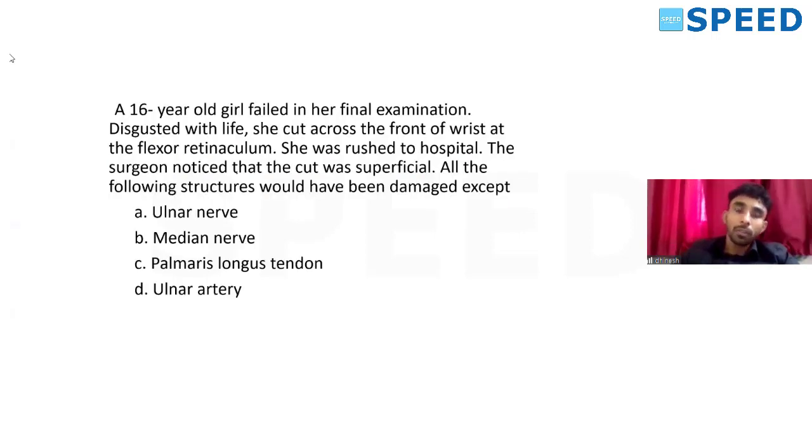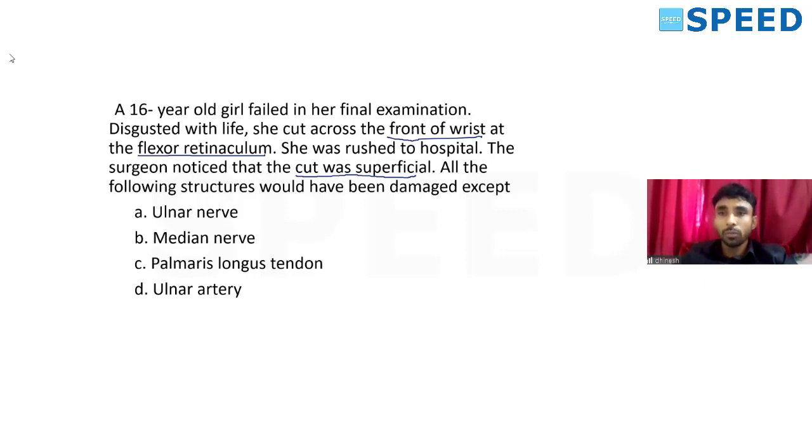So let's see the case scenario. A 16-year-old girl failed in her final examination. Disgusted with life, she cut across the front of wrist, at the level of flexor retinaculum. She was rushed to the hospital. The surgeon noticed that the cut was superficial. All the following structures would have been damaged except. This is the question.